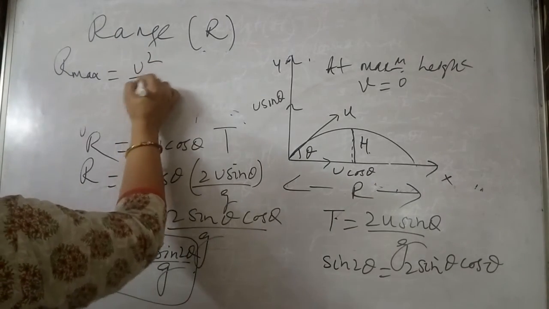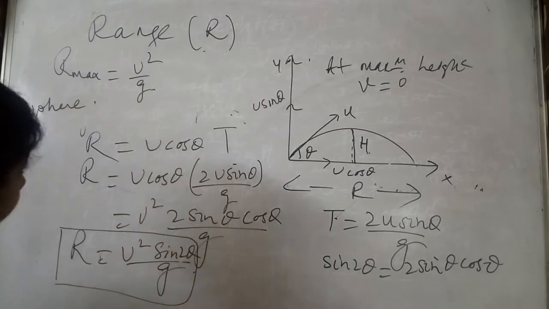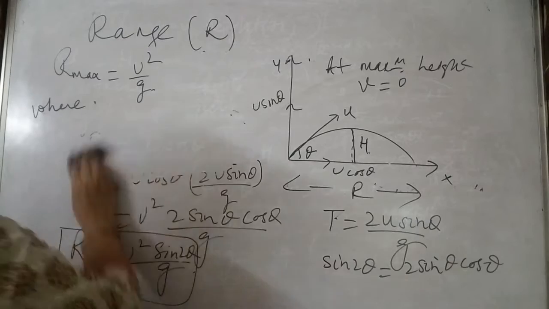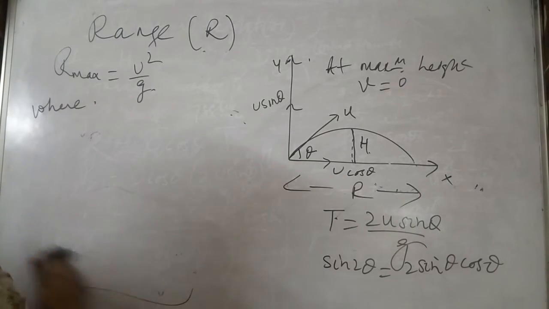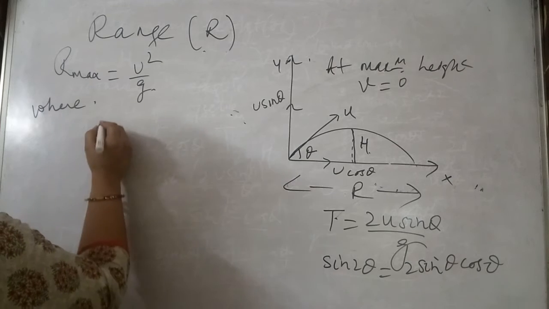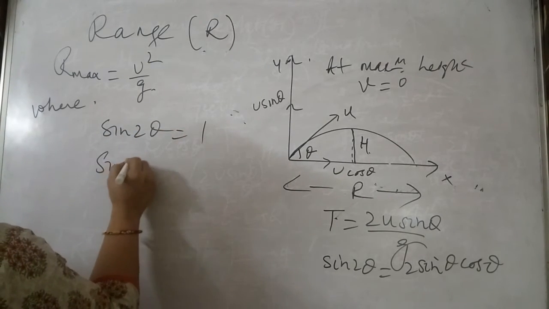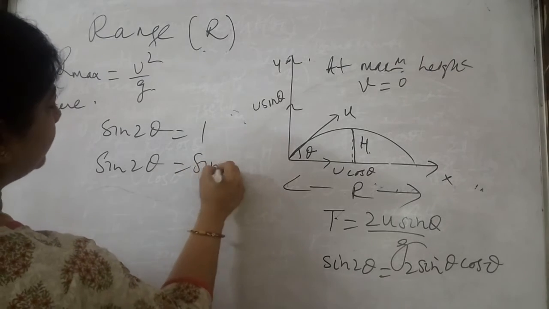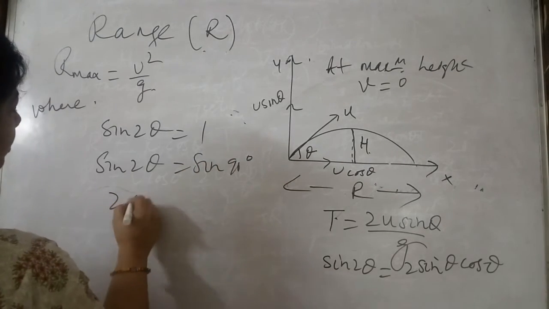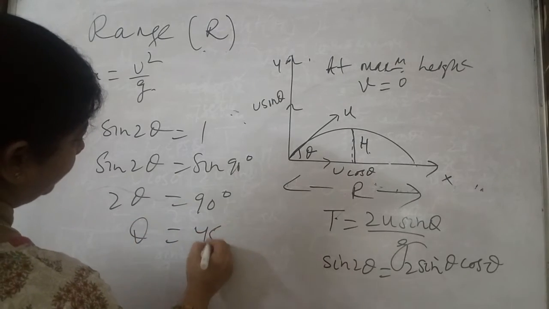So R max is u square by g, where we have the condition that sine 2 theta is equal to 1, that is sine 2 theta is equal to sine 90 degrees, or 2 theta is equal to 90 degrees, or theta equals 45 degrees.